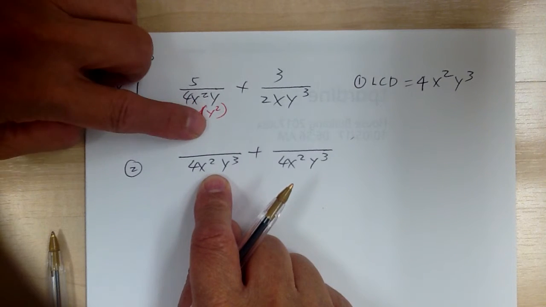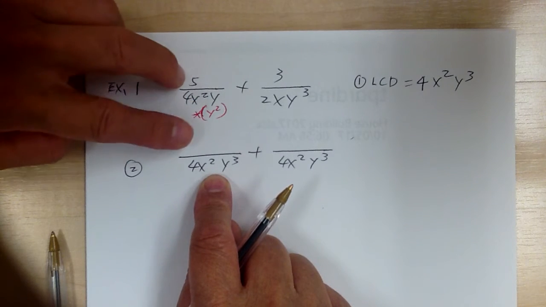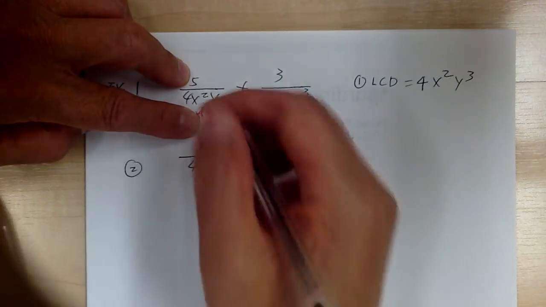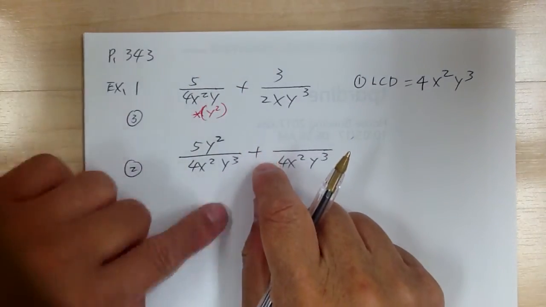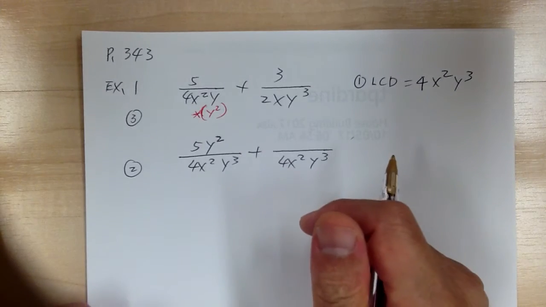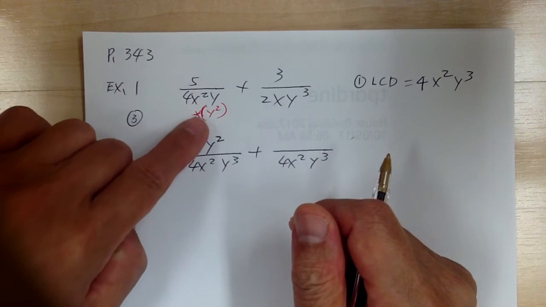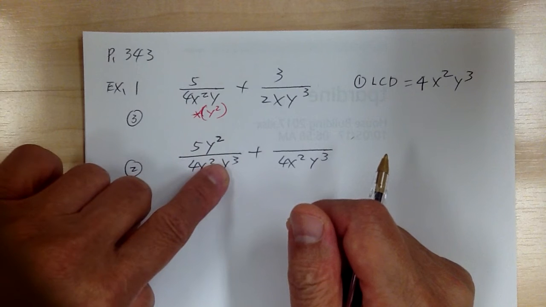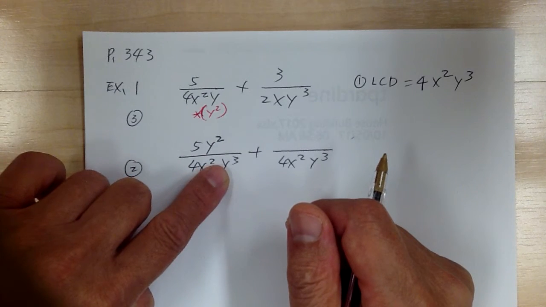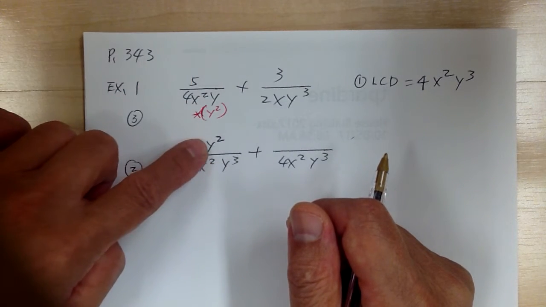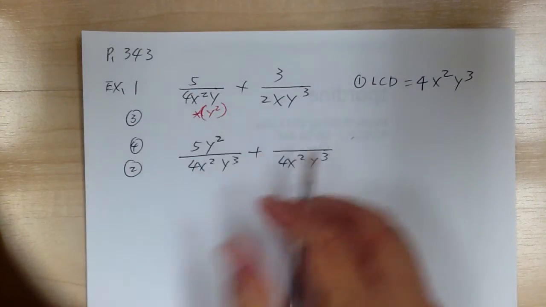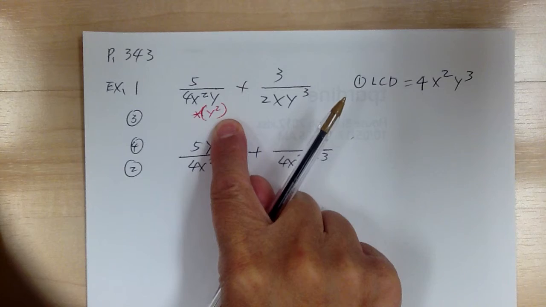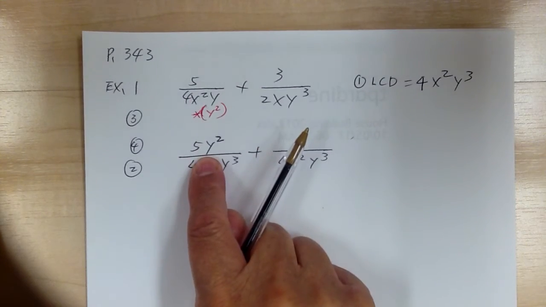So you have to do the same on the top. You have to multiply, so this will give you 5y squared. You have to kind of compensate and even it out. So you multiply the denominator by y squared to get the common denominator, and because of that, you need to multiply the top by the same amount. That's your step 4. So step 3, figure out what you need to multiply. Step 4, multiply out.